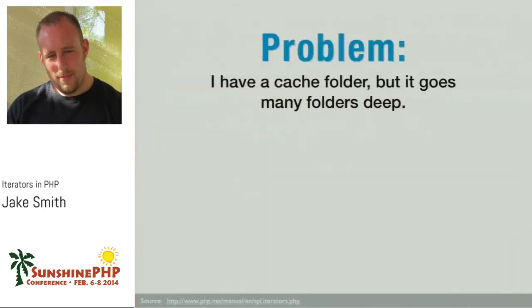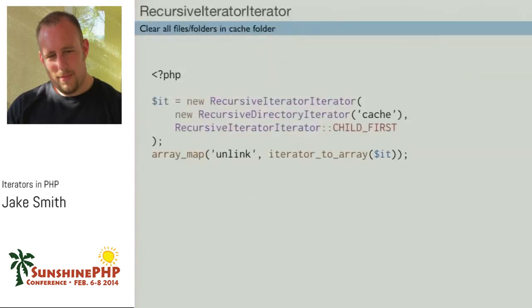Something that might be a little more common for other people is I have a cache folder, and I just need to clear it all out real quick. Well, right here, we go back to child first, because you've got to delete the children first before you actually delete the directory itself. So I can have my recursive iterator going over a recursive directory iterator. Right here, I do an array map with unlink. So I'm going to just delete all these cache files.